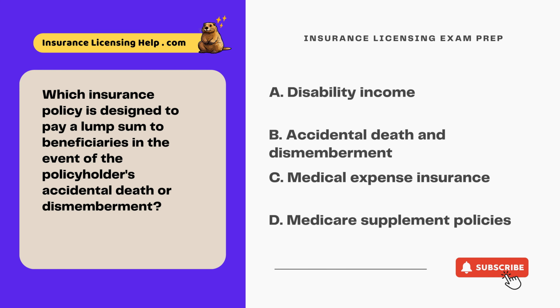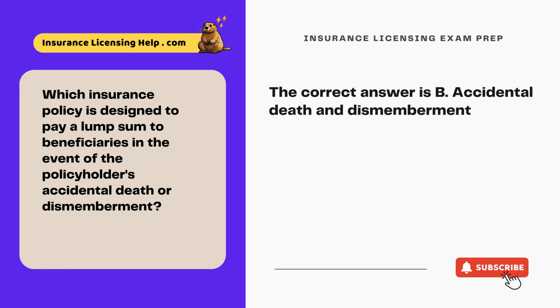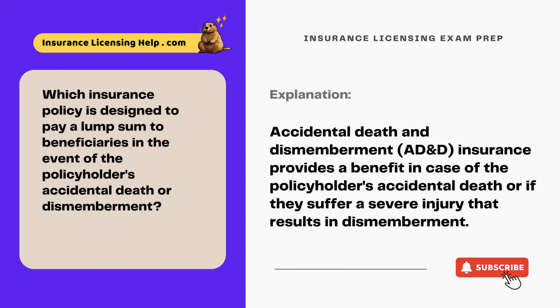Which insurance policy is designed to pay a lump sum to beneficiaries in the event of the policyholder's accidental death or dismemberment? A. Disability income. B. Accidental death and dismemberment. C. Medical expense insurance. D. Medicare supplement policies. The correct answer is B. Accidental death and dismemberment. Accidental death and dismemberment, AD&D insurance, provides a benefit in case of the policyholder's accidental death, or if they suffer a severe injury that results in dismemberment.